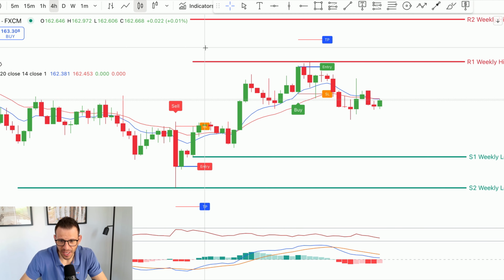Euro against the Japanese yen. Okay, USD yen, I will not say that.